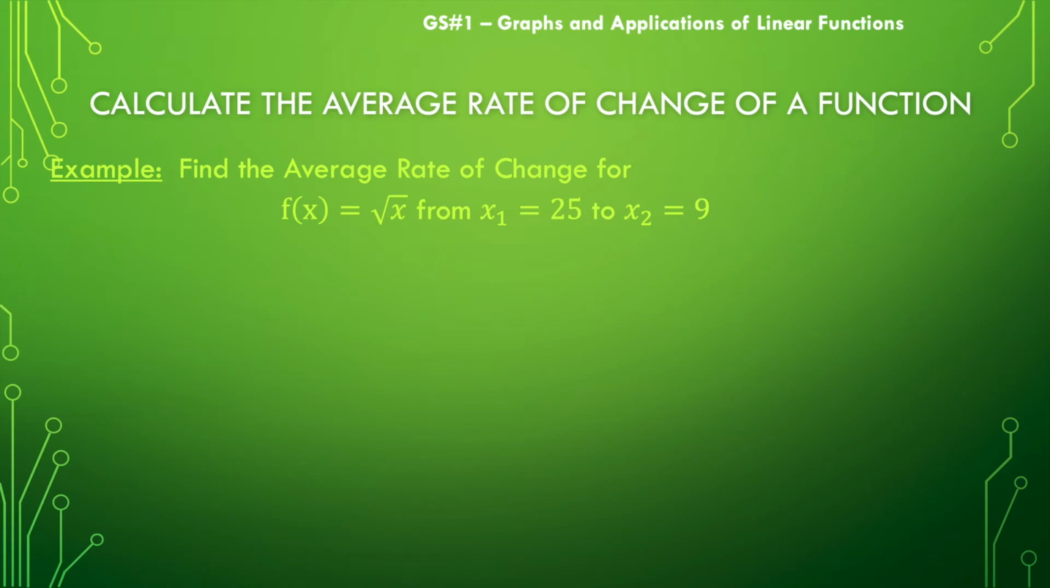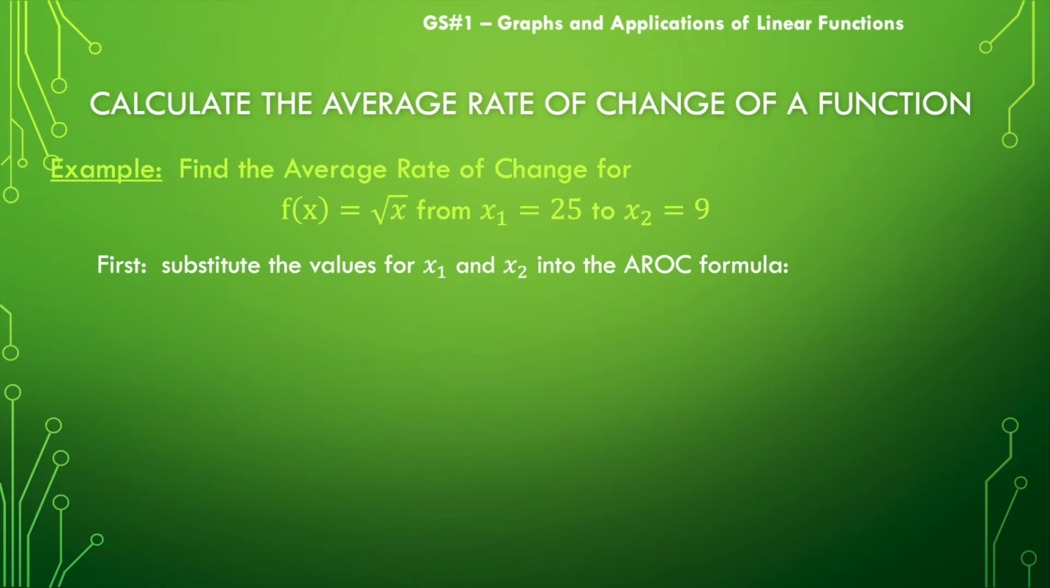So let's try another example. For this one, let's find the average rate of change for the function f of x is equal to the square root of x, and x1 is 25 while x2 is 9. Okay, so let's use that average rate of change formula, f of x2 minus f of x1 divided by x2 minus x1, and sub in x1 and x2. Okay, so we would end up with f of 9 minus f of 25 divided by 9 minus 25.